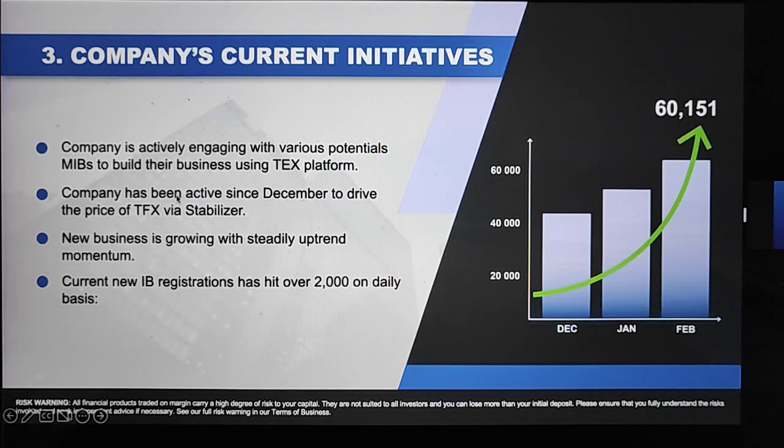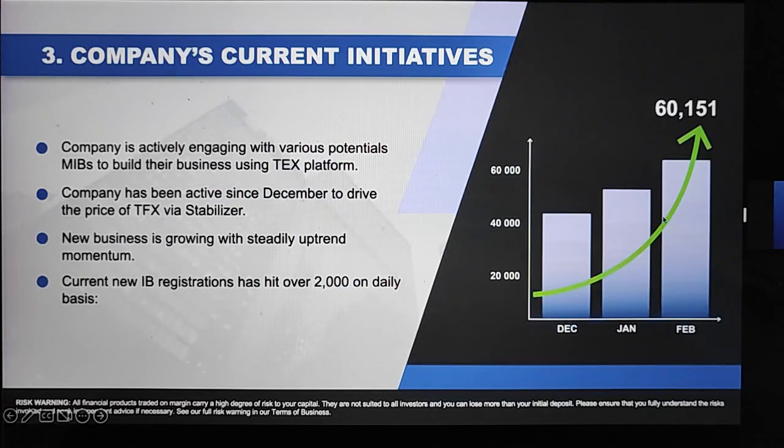Number two, we have been actively driving the price of TFX via a stabilizer since December. We already came in. And number three, new business is growing with a steady uptrend momentum. Currently, our new IB registration has hit over 2,000 on a daily basis. 2,000 new applications on a daily basis.